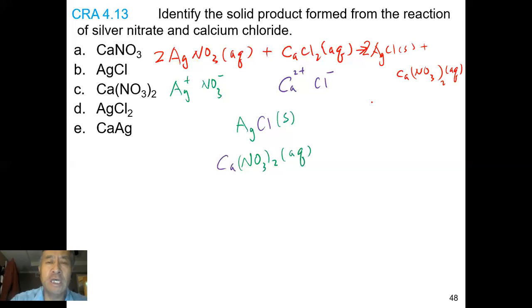Then you finish the question. The question asks which solid product is produced. So obviously, the solid product is AgCl. Therefore, the answer is B.